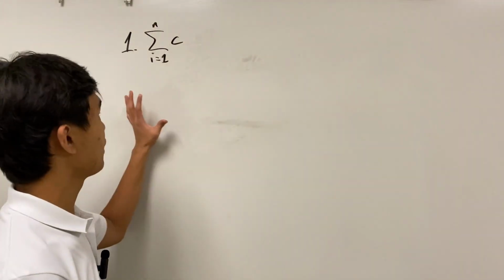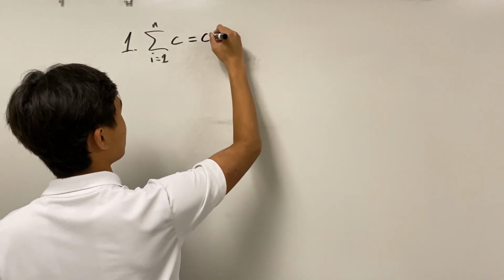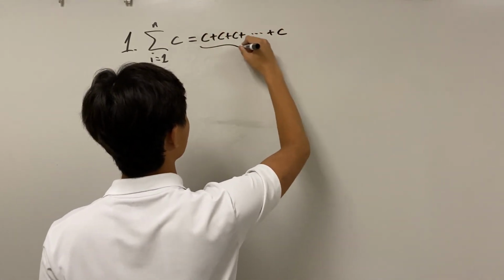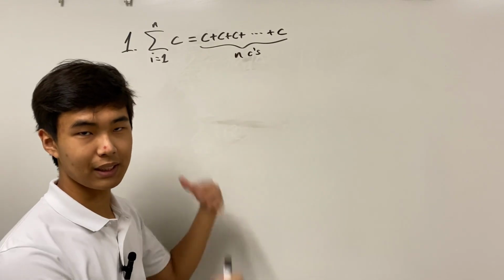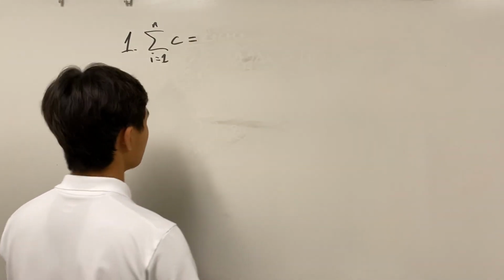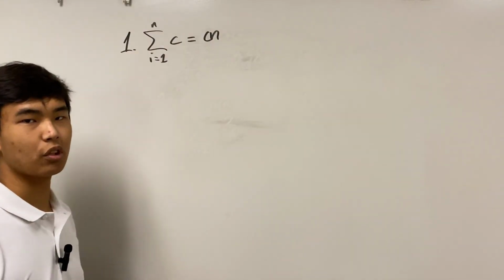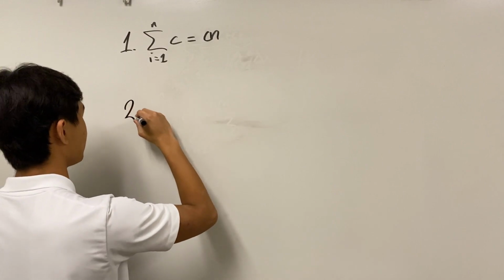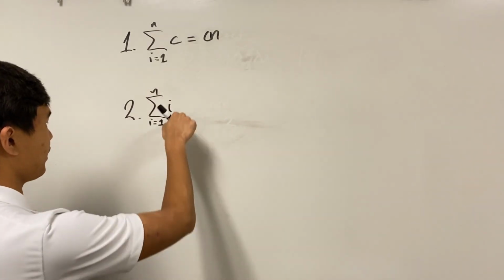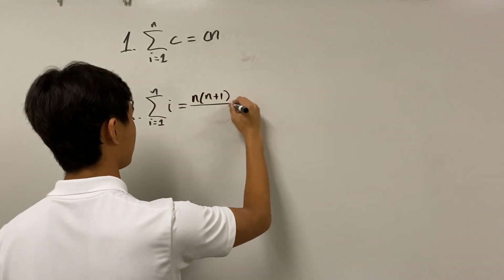Right? So if you're summing n terms of a constant, this is the same as going c plus another c until you have n c's. What is this like? This is multiplication. So we just write this. This is equal to cn, right? It's pretty straightforward. The second formula is the sum of a first degree term. Something like this. And so this is equal to n times n plus 1 divided by 2.